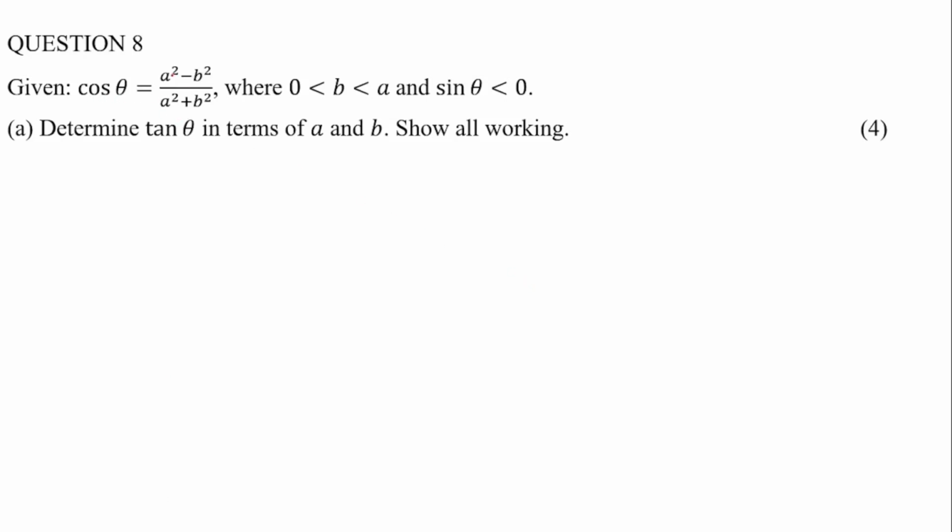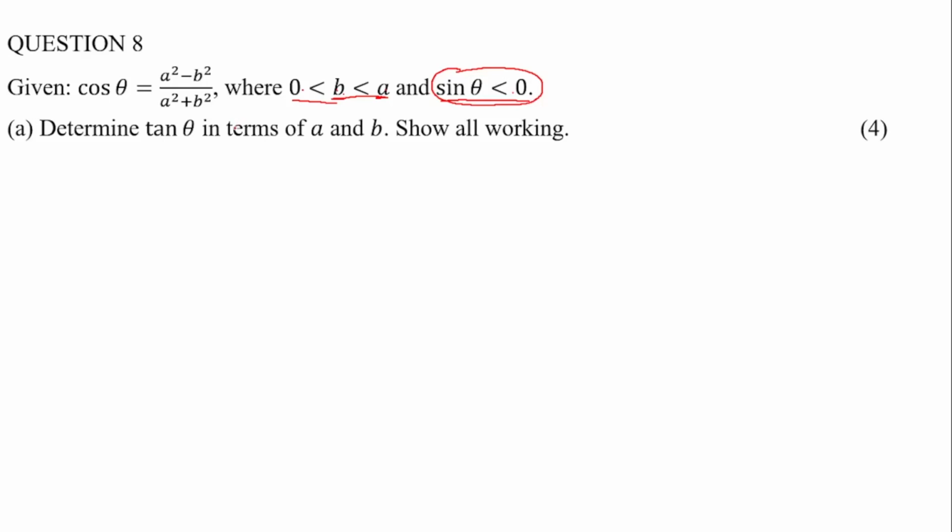Given cos theta is equal to a squared minus b squared divided by a squared plus b squared, where b is greater than 0 and a is greater than b, and sine theta is less than 0. What does that mean? It means sine theta is negative here. Both a and b are greater than 0, because b is greater than 0 and a is greater than b. So both of these are positive.